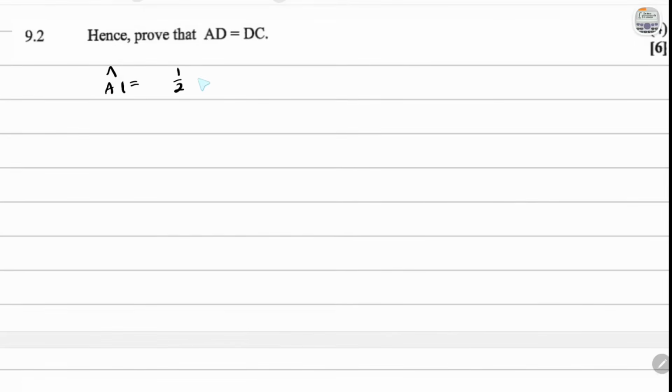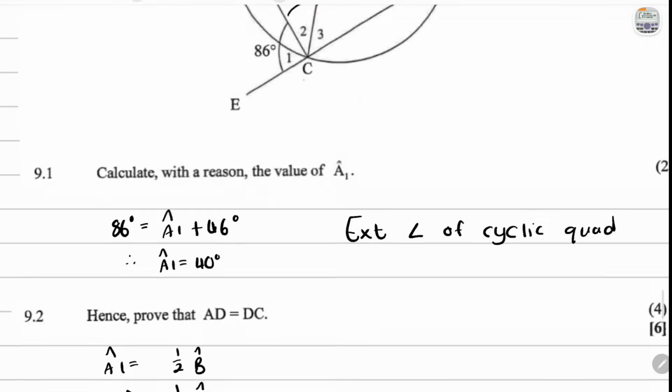You don't even need an equation to find this. You need to think about it without an equation. If A1 is 40 degrees and it's equal to half of angle B, then it means that angle B is 80 degrees. You could decide to divide both sides by half or multiply both sides by 2 and you would find angle B. If you divided both sides by a half, angle B would be equal to 80 degrees.